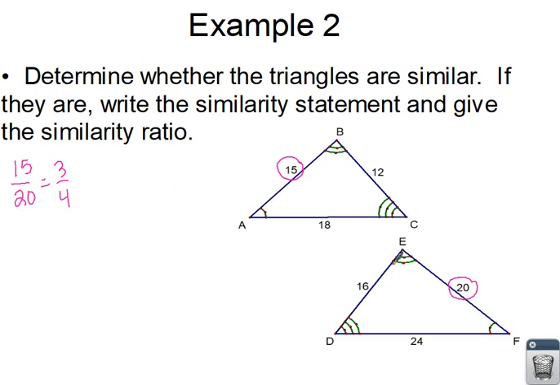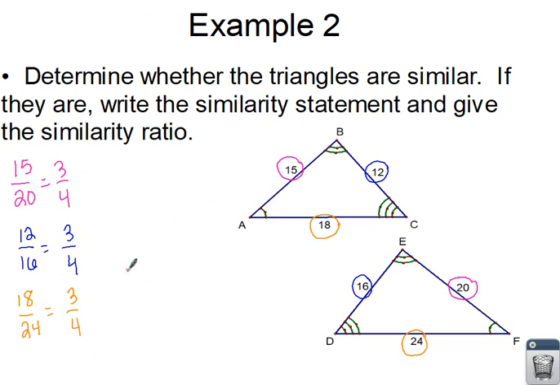Okay, let me grab a different color. And then the 12 matches up to the 16. So we put 12 over 16 and reduce that, and that's also 3/4. And then the 18 matches up with the 24. Go 18 over 24, and that also reduces to 3/4. So these two shapes are similar by this information.